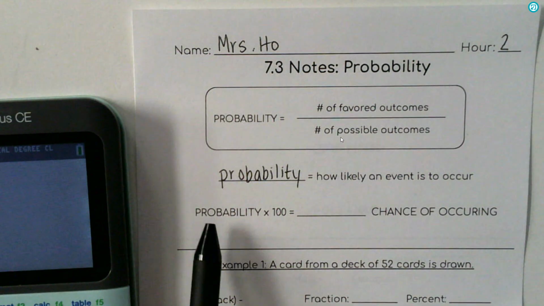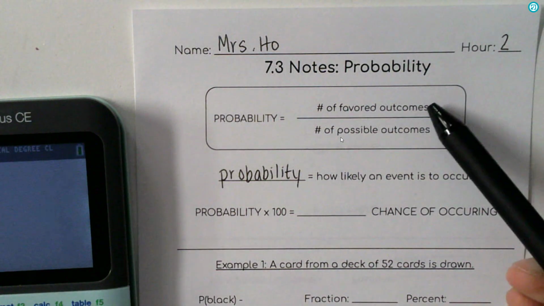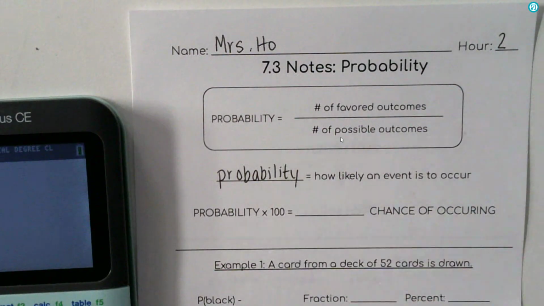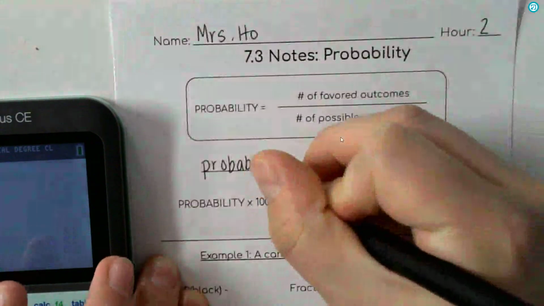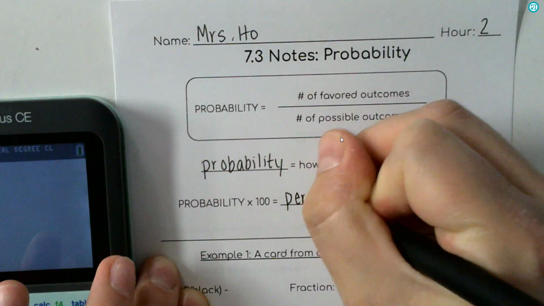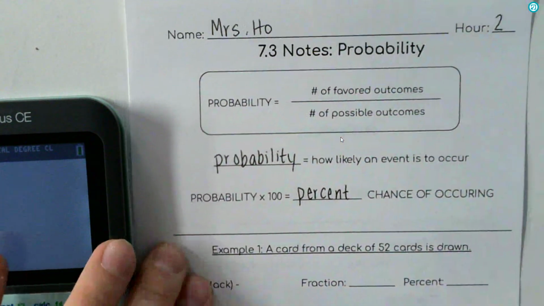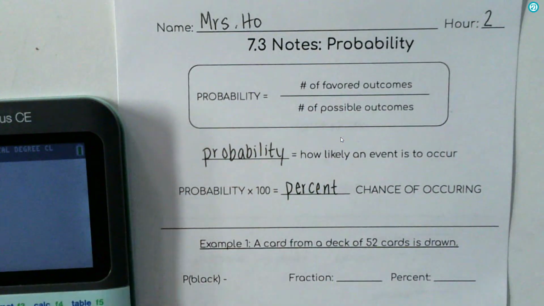We are going to turn our probabilities into percentages. So we're going to take our probability, which will be a fraction. We will take that fraction, multiply it by 100, and that will give us the percent chance of occurring. The big reason why we're turning things into percents is because percentages are always out of 100, so it is always clear and it's easy to compare when everything's out of the same 100%, okay?